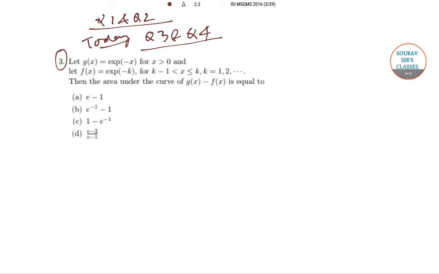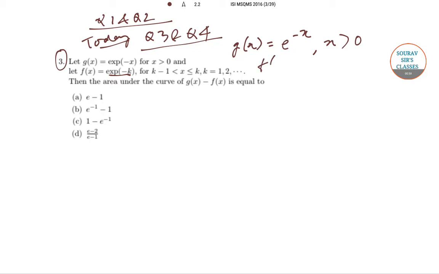In question number 3 it is said that let g of x be equal to e to the power minus x for x greater than 0. So g of x is equal to e to the power minus x for x greater than 0. And let f of x be equal to e to the power minus k when x lies between k minus 1 and k, where x is less than or equal to k and k goes from 1 to infinity.